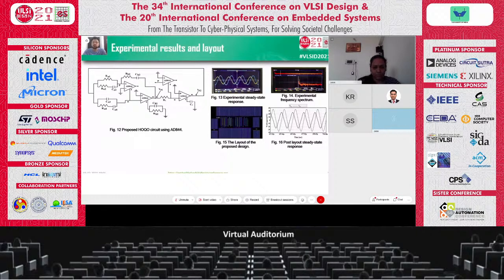the passive components. The figure 15 shows the layout of the proposed design. The layout has been designed by using the analog design environment tool of Cadence Virtuoso. So the layout consumes an effective area of around 12,400 micrometers square, and figure 16 shows the post layout steady state response that verifies the theoretical and simulated hypothesis with respect to the layout.